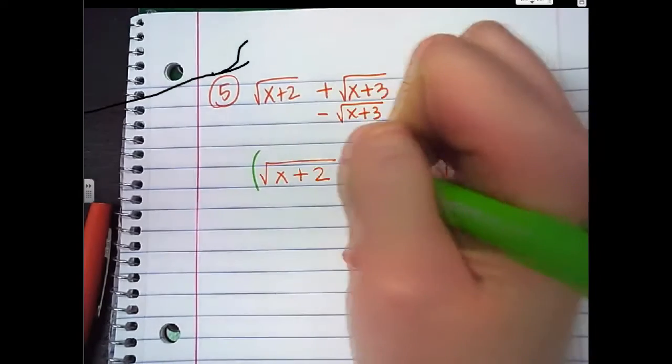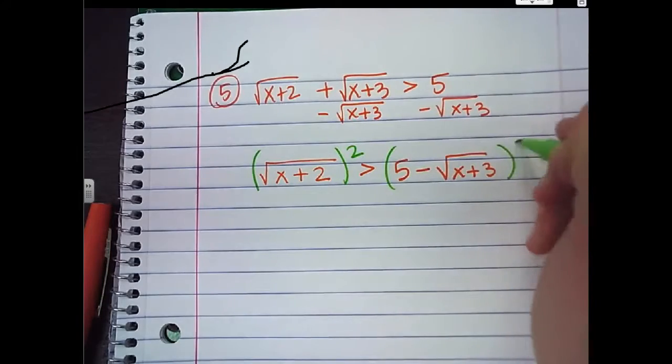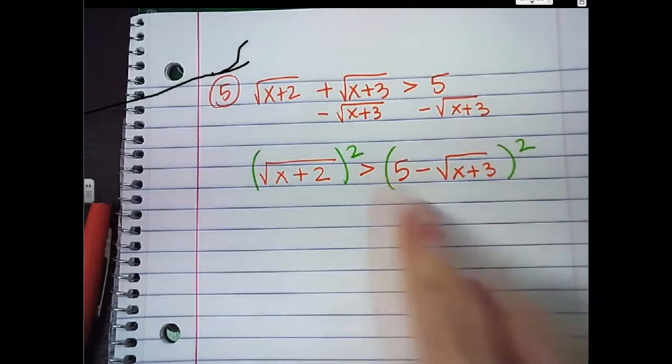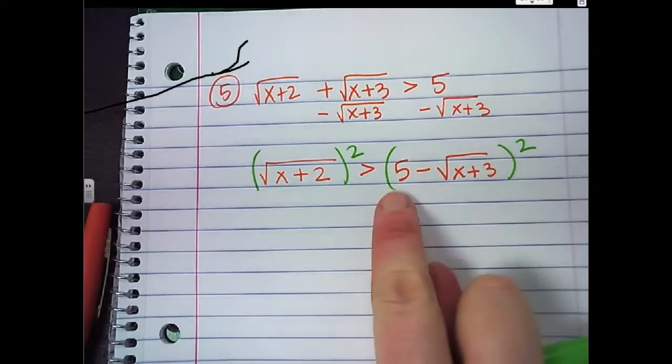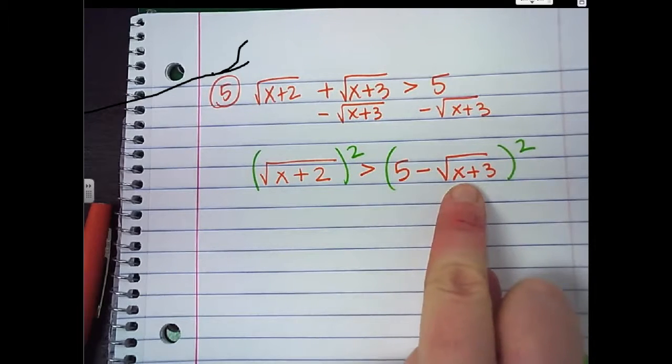So now square both sides. So I'm going to let you square this side and see how you get. Try the shortcut or FOIL it, whichever one you prefer. But don't just do 25 and the square root x plus 3. There's more to it than that.